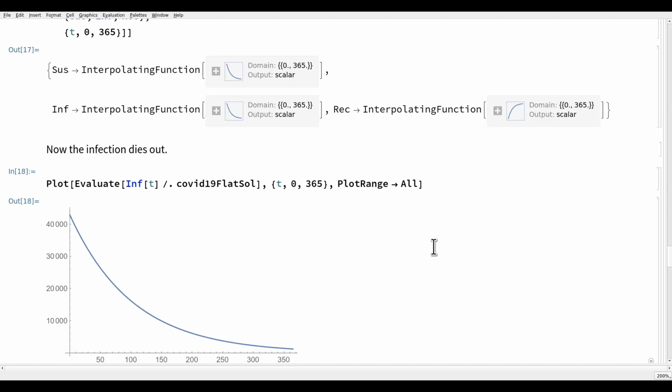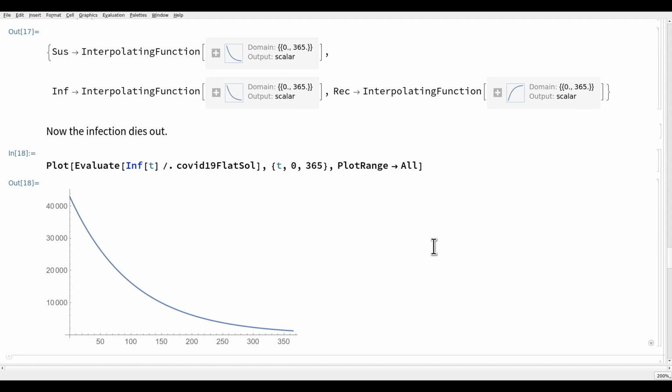So there's no hump at all. The infection dies out. It takes about a year for it to really disappear into the bottom of the graph, which is a lot longer than I think any of us would like to see. But this is a lot better than having 3.2 million people in the hospital all at the same time in a matter of a couple of months.